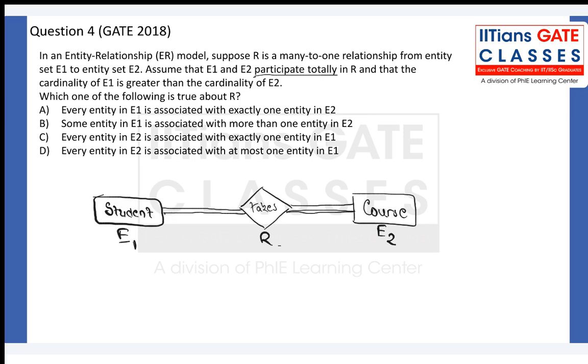So first of all, look at option D. Every entity in E2 is associated with at most one entity in E1. Is this correct? At most means what? At most means it could be none as well.